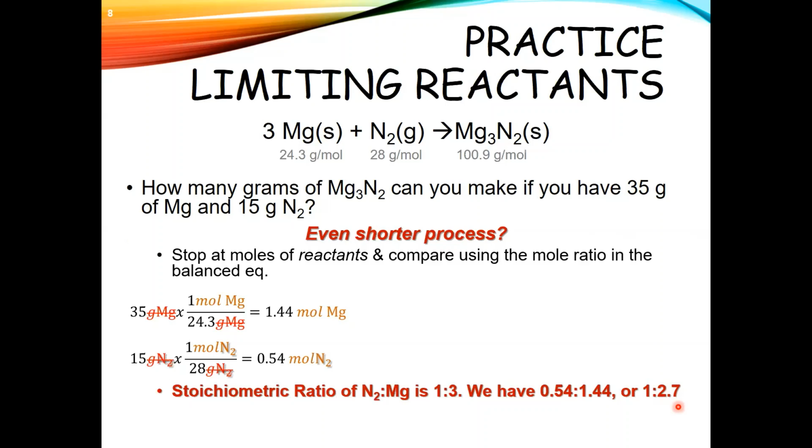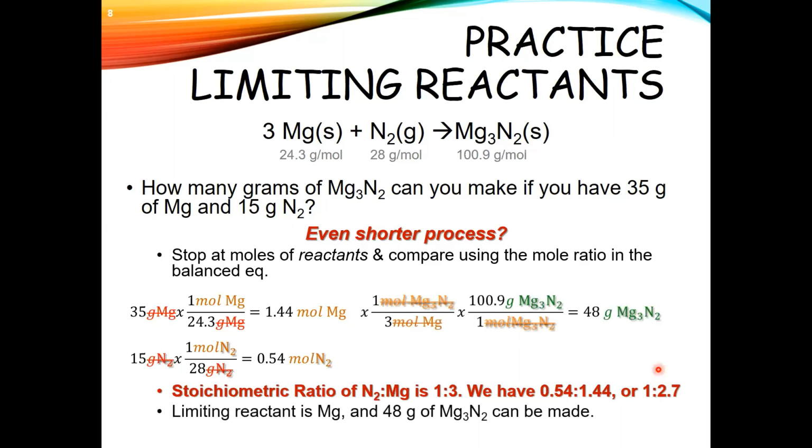Sorry if I'm going a little fast for you. This is all basically trying to calculate the same thing. We'll do a little review of it in a second. But because that guy is a little low, we know that our magnesium is our limiting reagent. So we can take our moles of magnesium, multiply by our mole fraction of Mg3N2 to magnesium, multiply by our molecular weight of the Mg3N2, figure out how many grams of Mg3N2 we have.